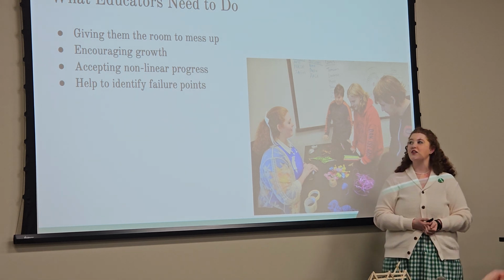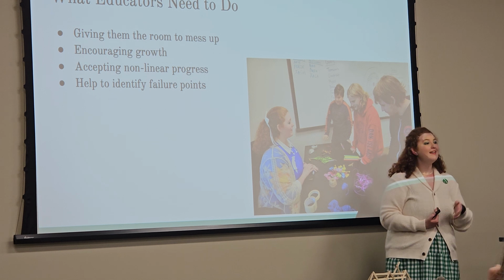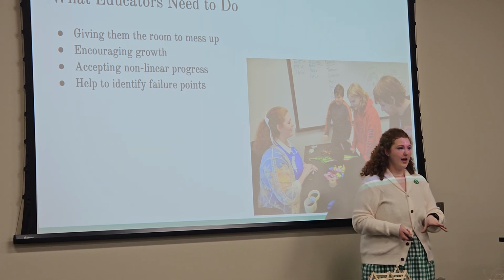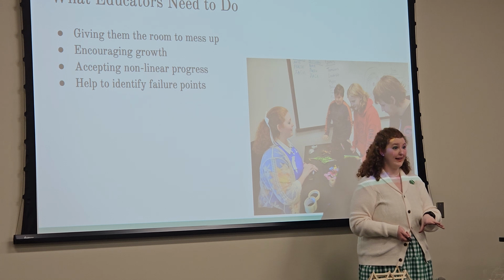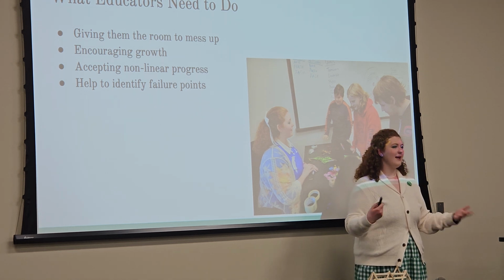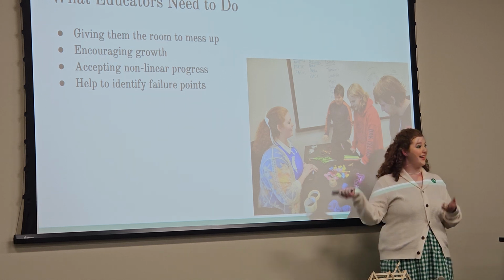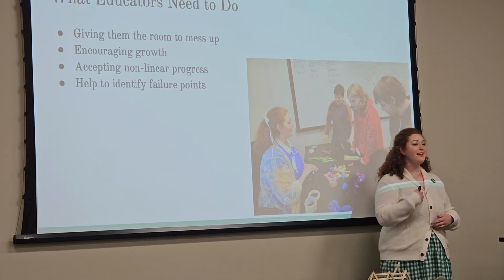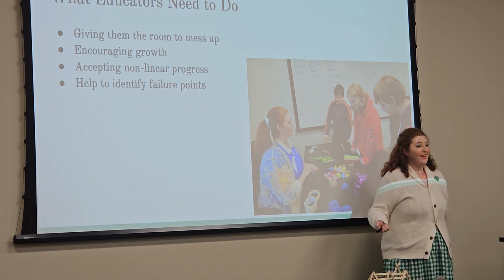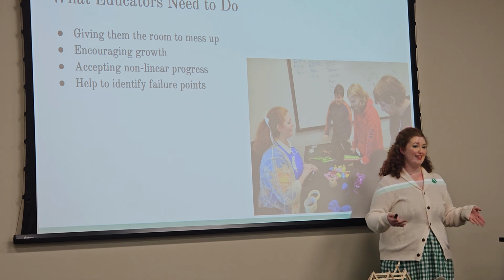And also, we need to accept that our progress isn't always going to be linear. Sometimes you do something, and it's kind of okay the first time, and the second time, it is really, really bad. And the third time, you do it a lot more like the first time, and it's a little bit better than it was. We also need to help identify failure points. As adults, a lot of times, we're the educators. We know what the kids needed to do, and we can help them see where whatever they designed failed.